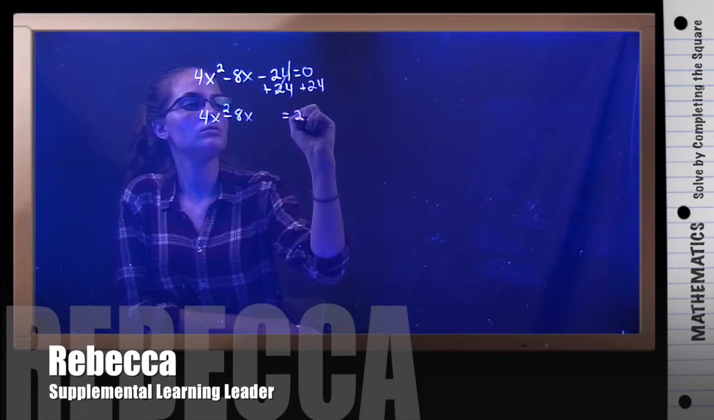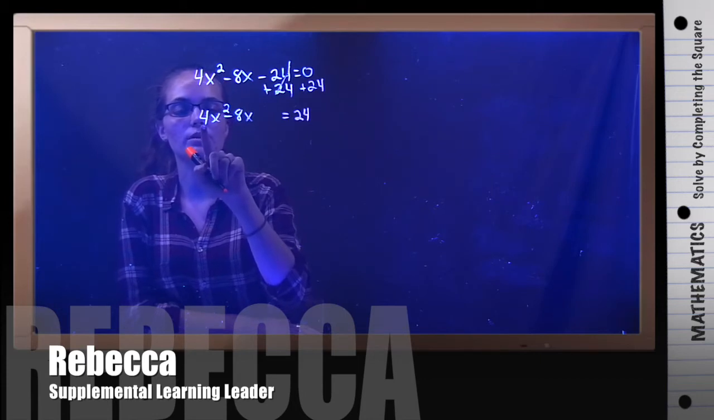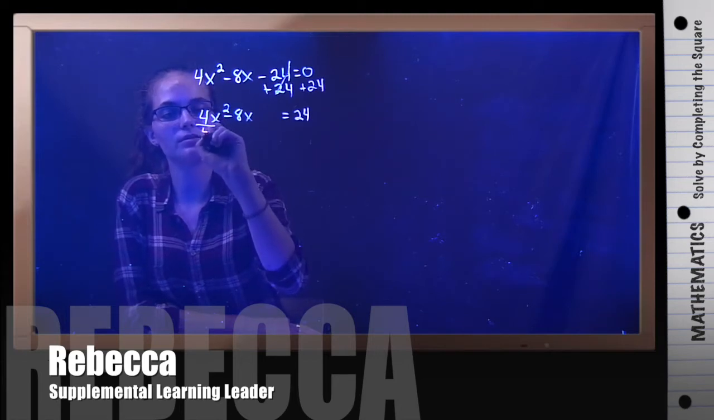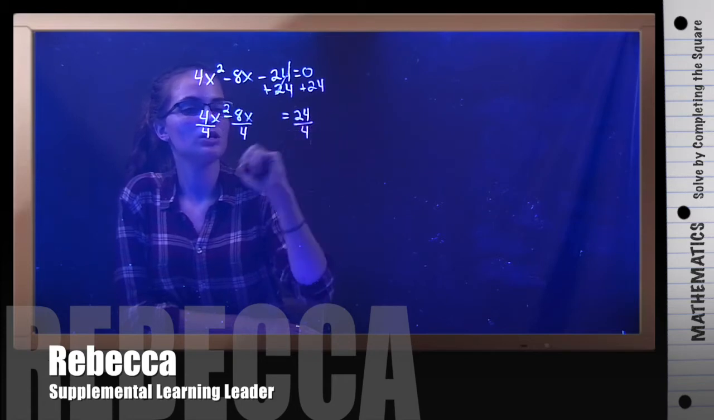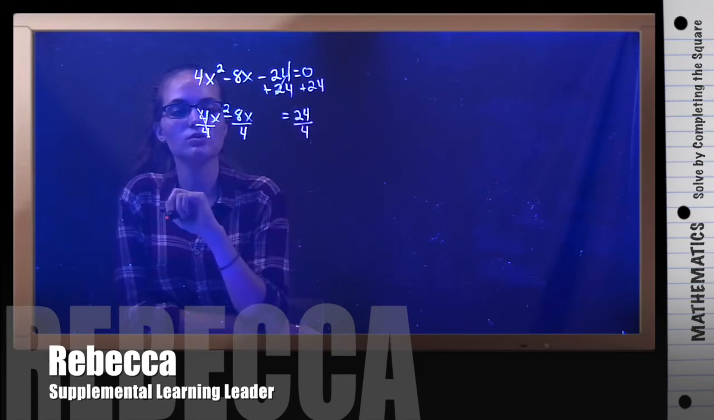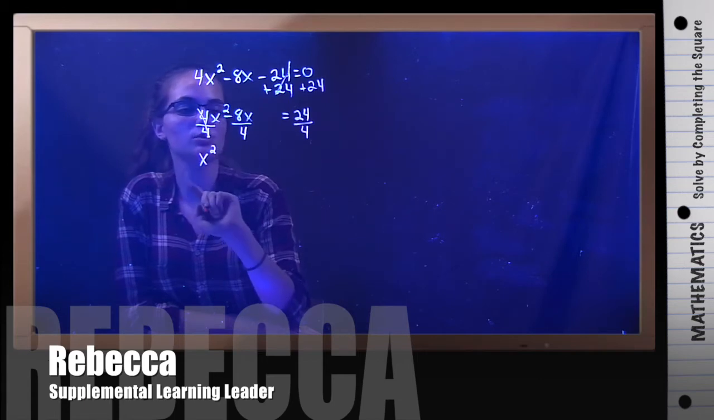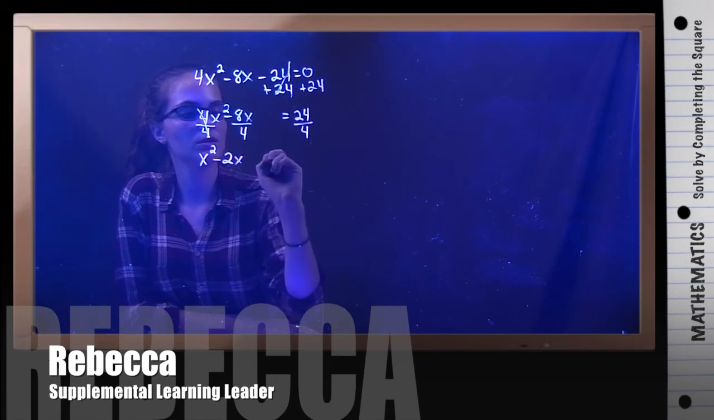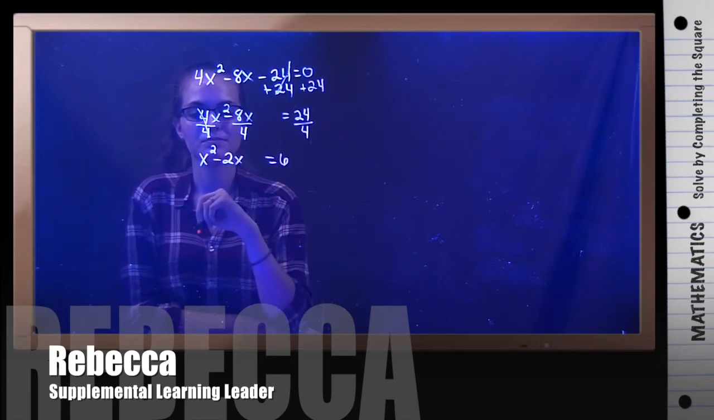And now something else is that this coefficient is not 1. And anytime you have something in front of the x squared that's not 1, you have to divide by it on everything. Because in order to do completing the square, our a value has to be 1. Now 8 divided by 4 is 2. And 24 divided by 4 is 6.